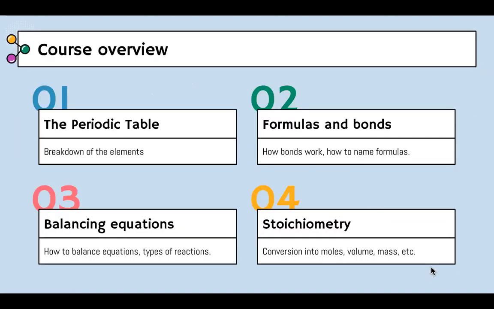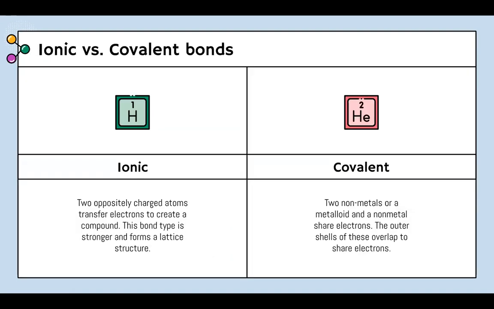So again, this is a brief course overview. Today we are on the second lesson, Formulas and Bonds, and I will be going over how bonds work and how to name formulas. So first off, there are two main types of bonds, ionic and covalent bonds.